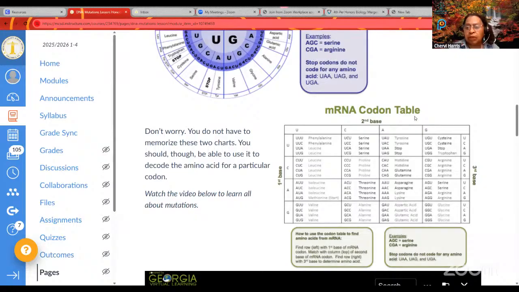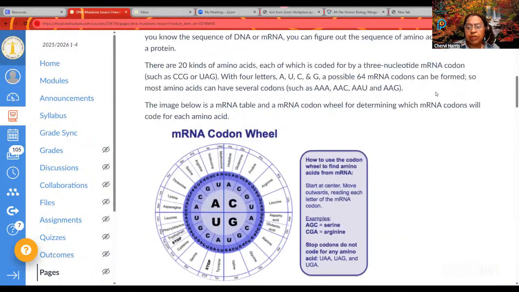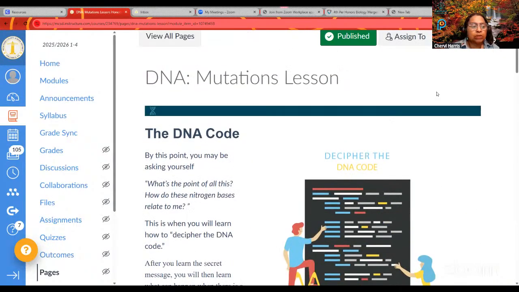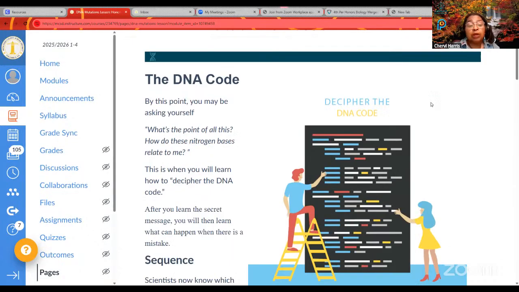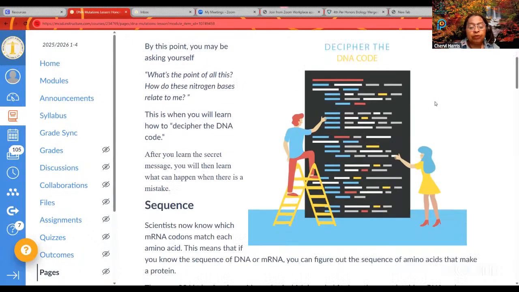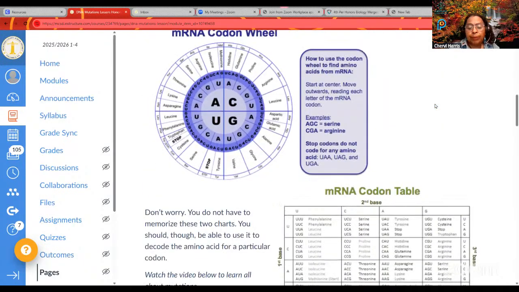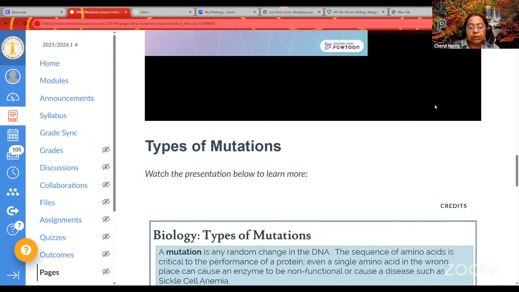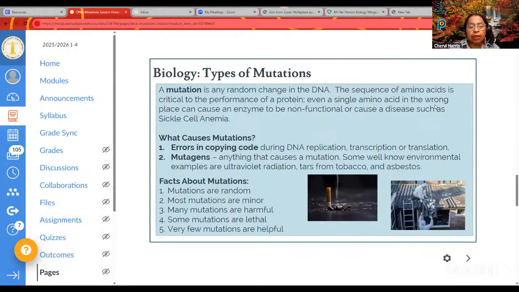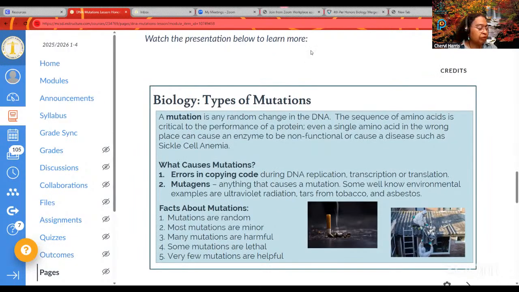And that's the page right after the activity. Mutations. And again, if you finish the worksheet, as you will finish the worksheet, come back and read this page over. And then we're going to talk about mutations next. So depending on what type of mutation you have will determine what type of disease is caused.